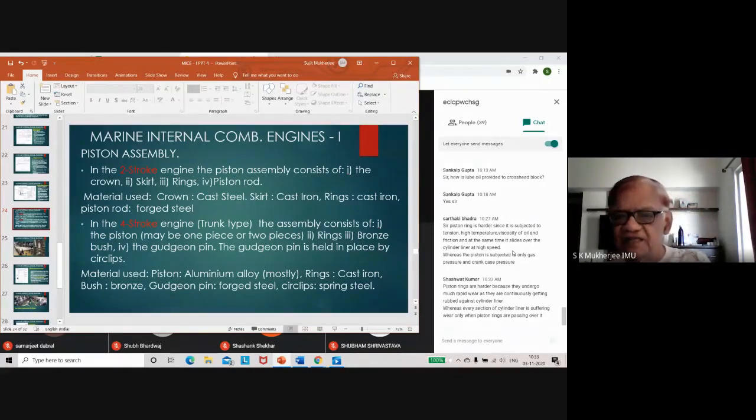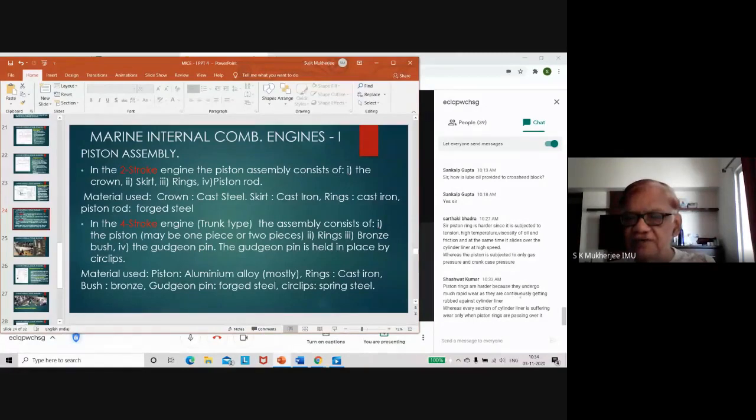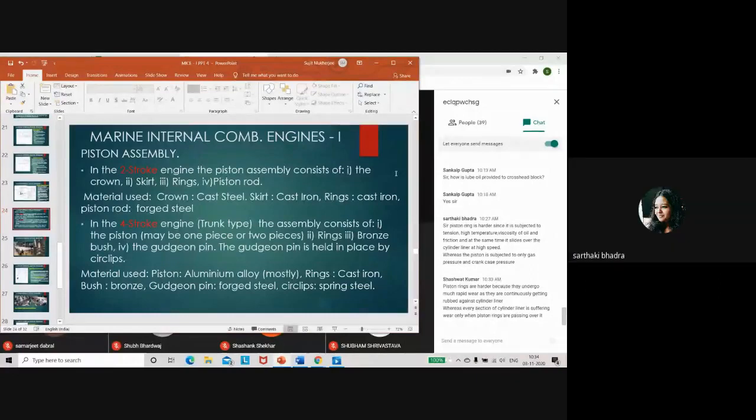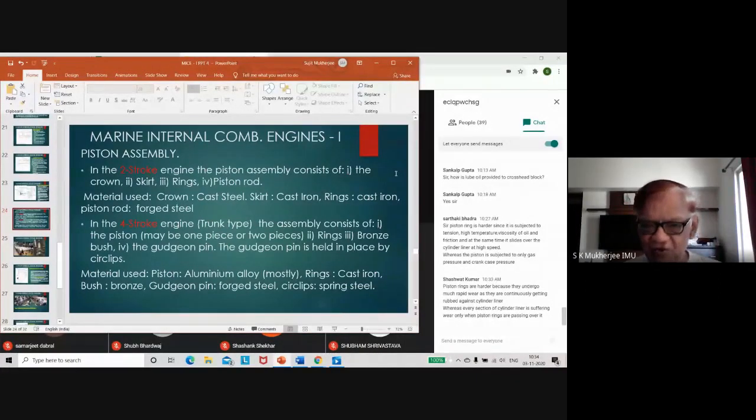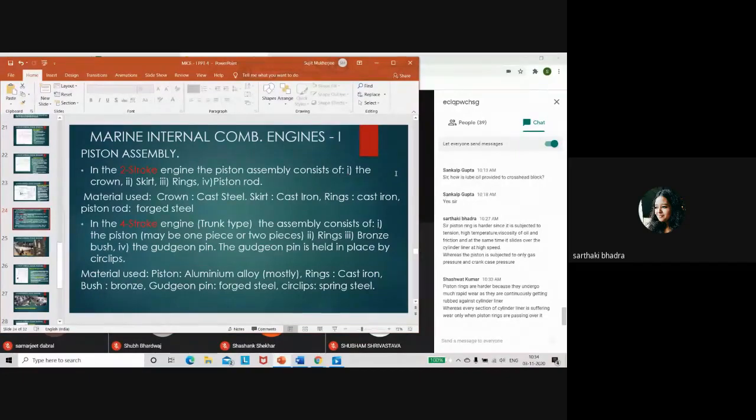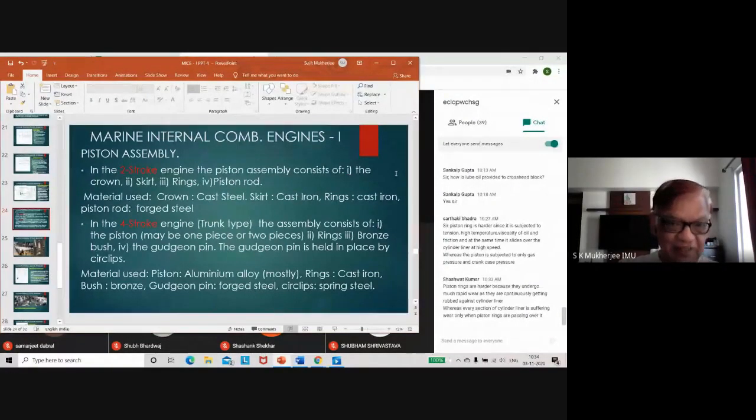Sarthaki, Shashwat has got an answer. Piston rings are harder because they undergo much rapid wear as they are continuously getting rubbed against the liner, whereas every section of the liner suffers wear only when the ring passes. Absolutely. Shashwat, you got the nail on the head. Give him an applause. That is the right answer. Sarthaki, have you understood what he has said? I just messed up piston and cylinder liner. I forgot what the question was, and that's why I said piston instead of cylinder liner. Otherwise, I had the same answer. Okay, right. So you got the answer.